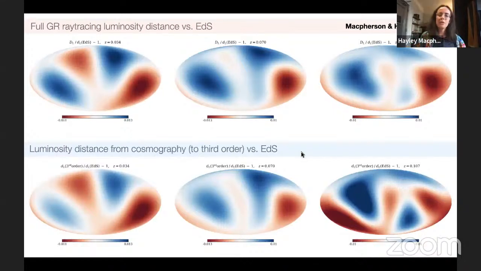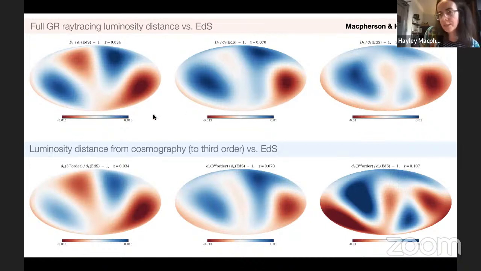The first test we did was to take the same simulations that we've been looking at through this whole work, and to take the same observers and ray trace the same lines of sight and just directly compare the luminosity distance that comes from the cosmography to the one that comes from the ray tracer. Up the top here, we've got sky maps just for one observer of the luminosity distance. So we're not looking at individual parameters anymore. We're just looking at DL relative to the Einstein de Sitter luminosity distance at 3 redshift snapshots. So at 0.03, 0.07, and 0.1.